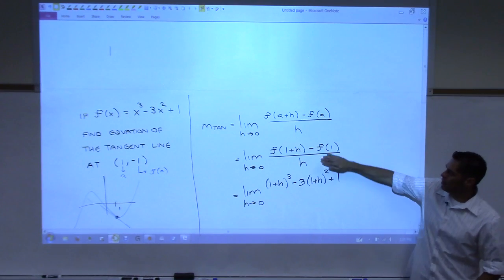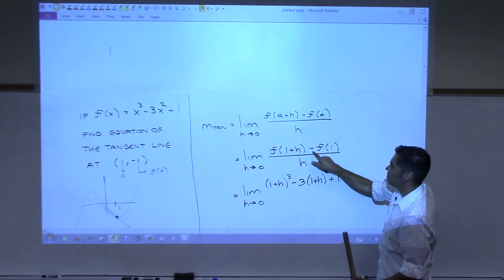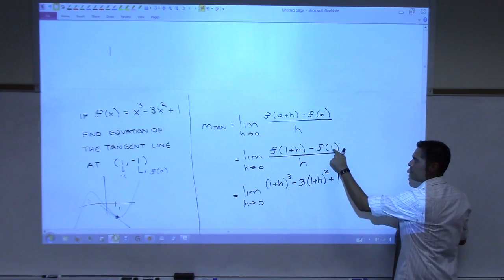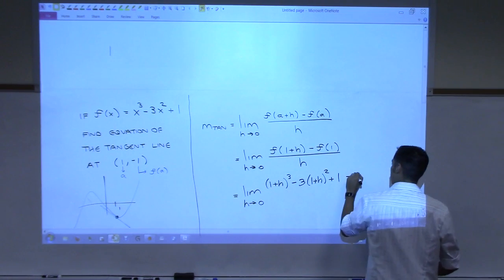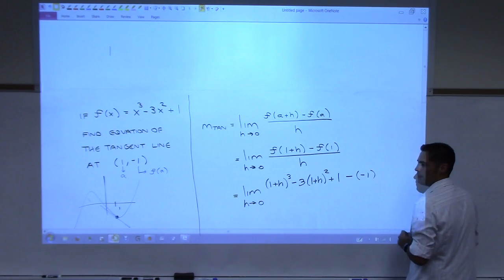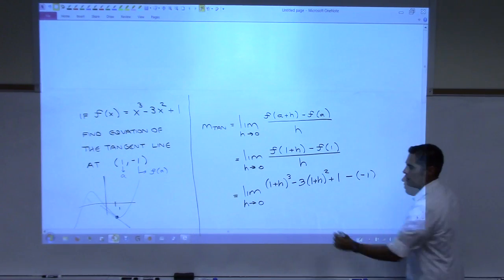Yep. So we've only done up to there, right? We've only done this top left corner. Now we need minus. Now what's f of 1? -1. So minus a -1. That's it, right? That's the whole numerator? All of that over h.